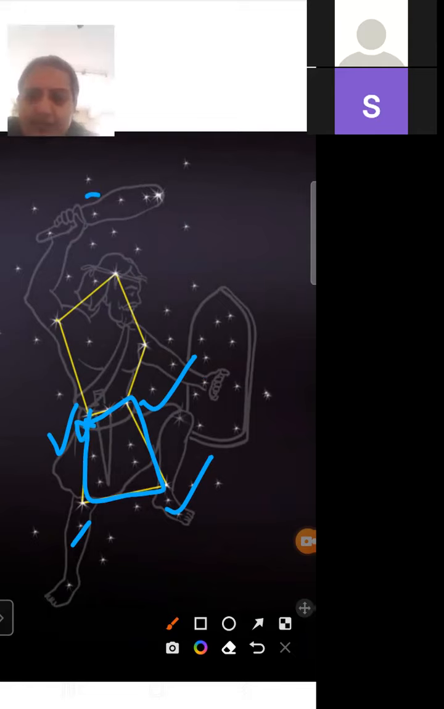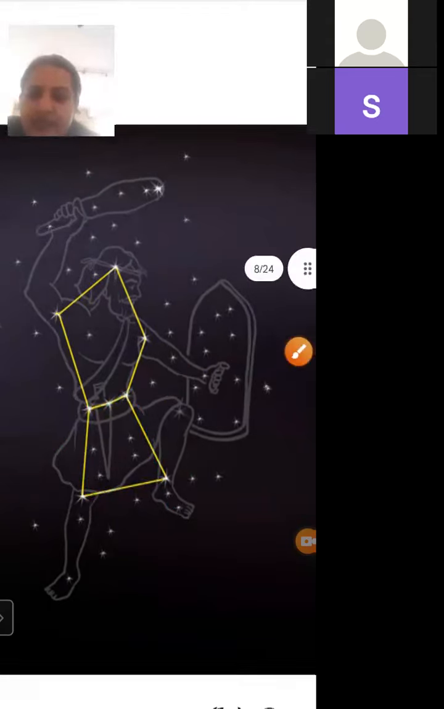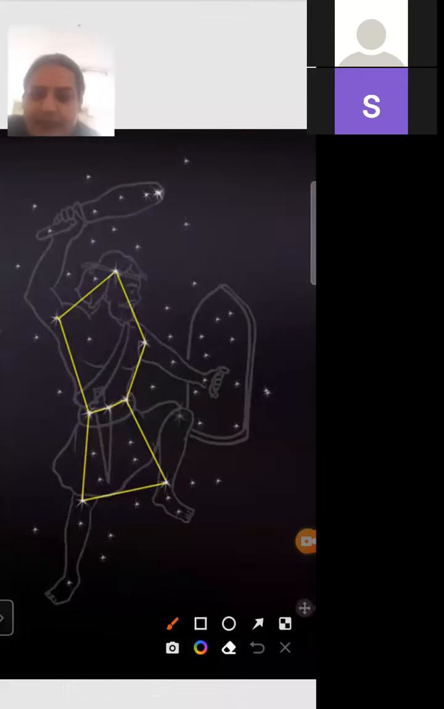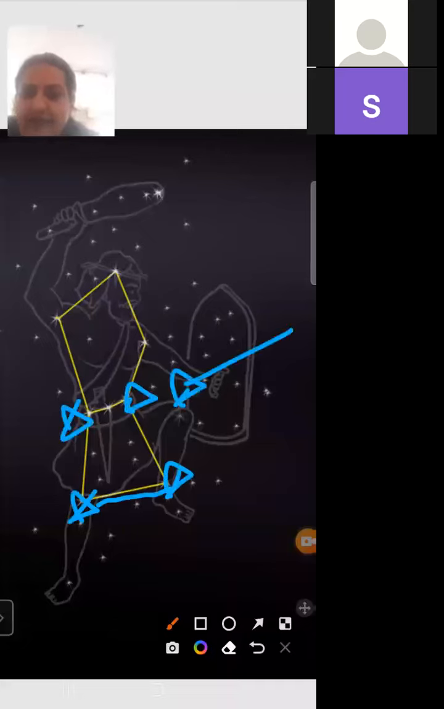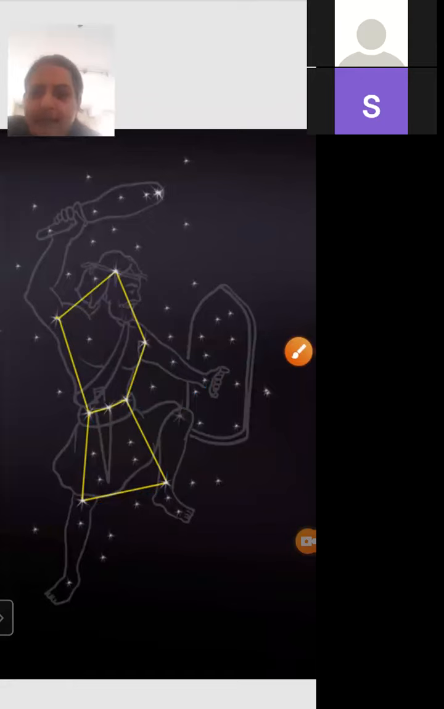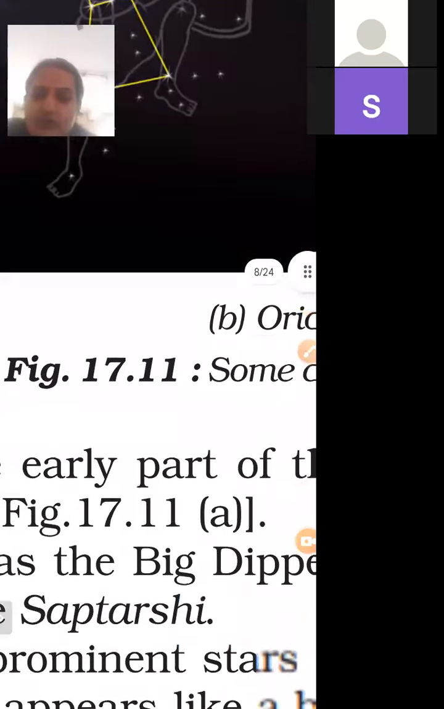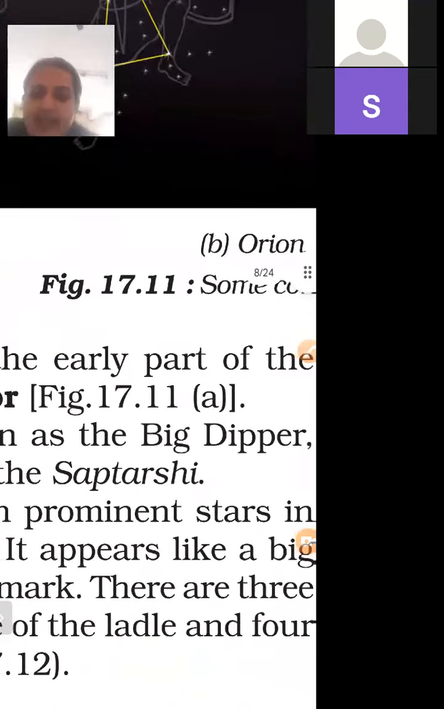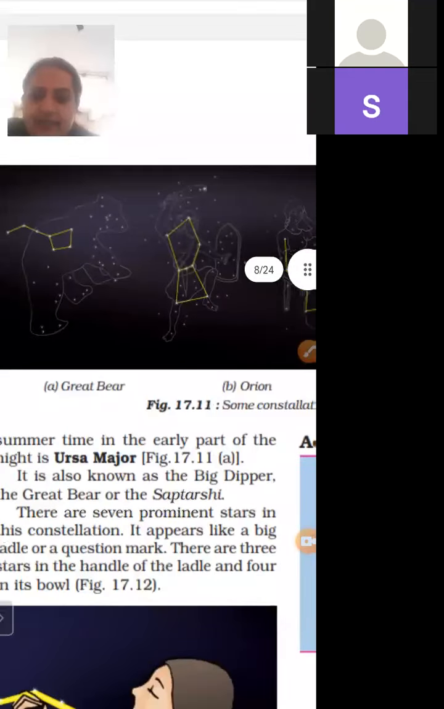What is a quadrilateral? A shape having 4 sides, as shown in the figure. The 4 stars form a quadrilateral, and 3 stars are on the belt of the hunter. The 3 stars on the belt of the hunter, and the remaining 4 stars form a quadrilateral. And this is also known as Hunter.